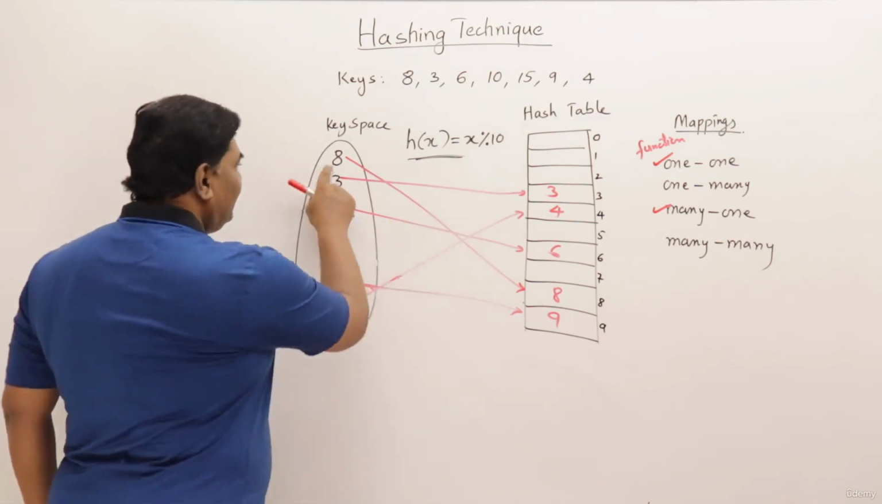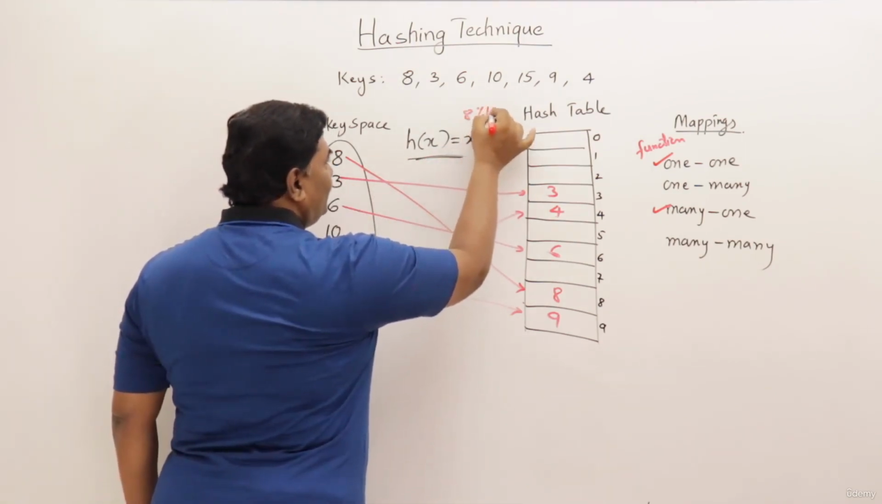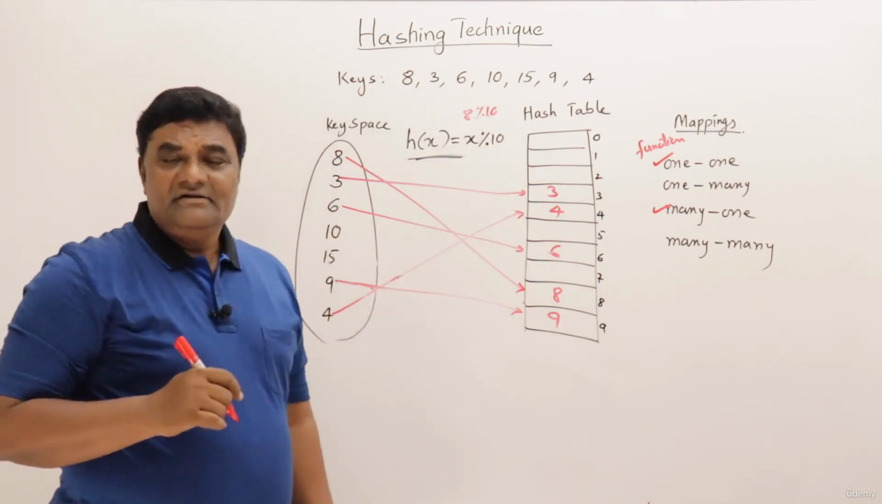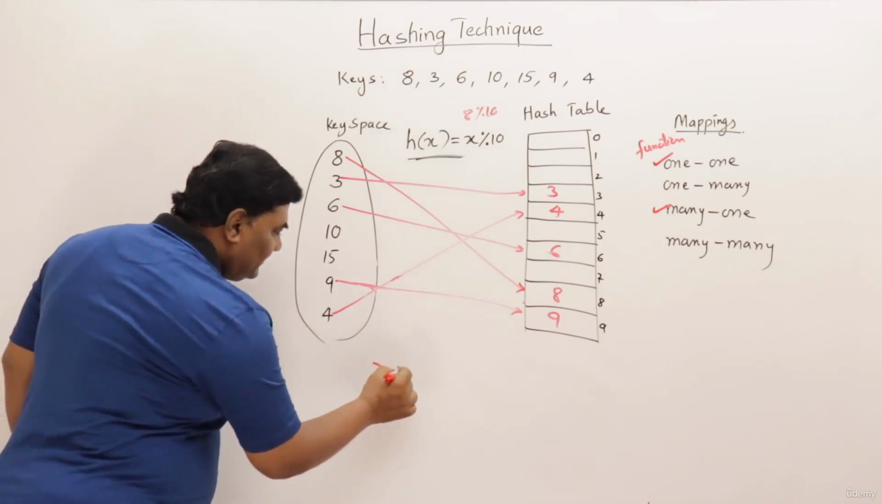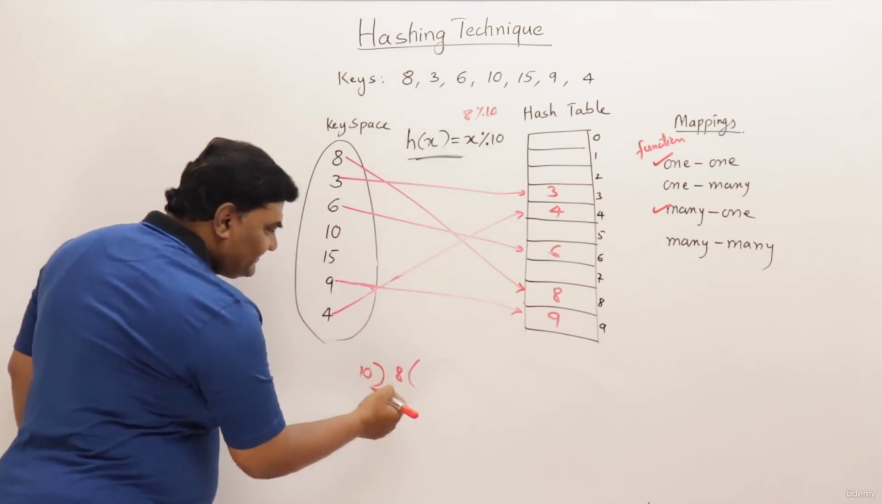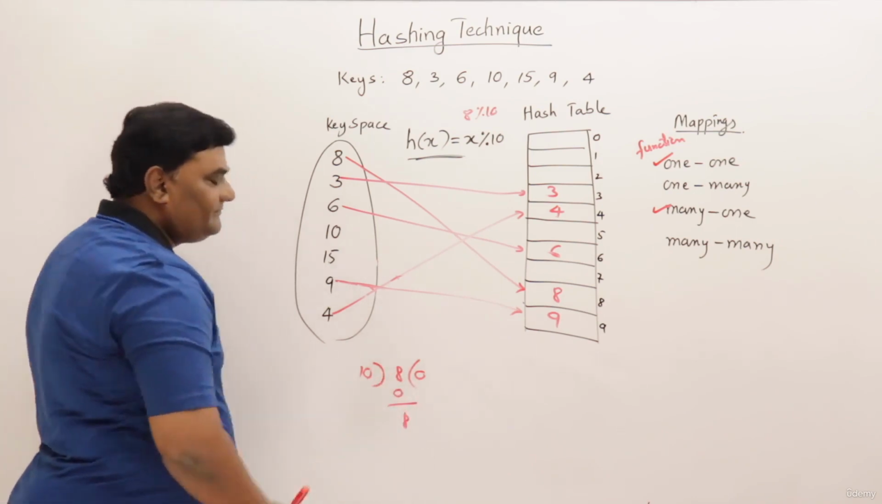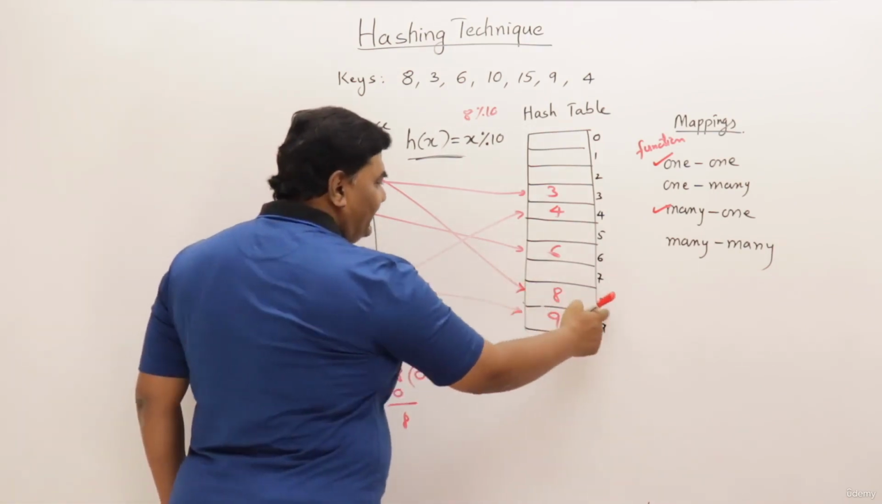So let us start. 8 mod 10. Mod means remainder, right? When 8 is divided by 10, what is the remainder? 8 only, because 10 goes into 8 zero times, so the remainder is 8. So this 8 is mapped on index 8.